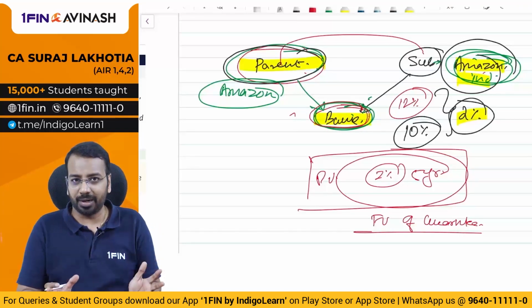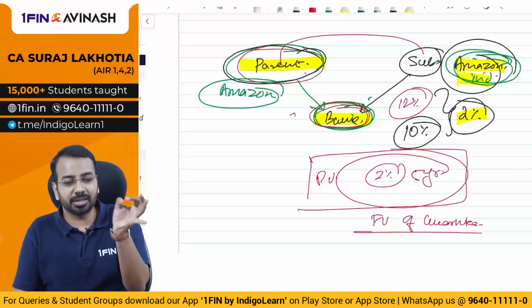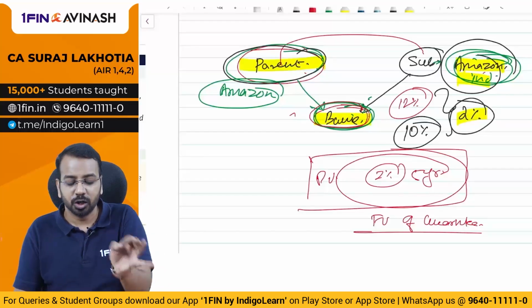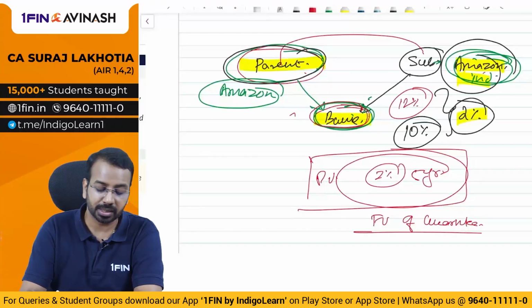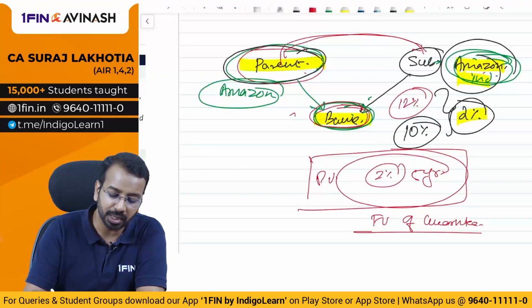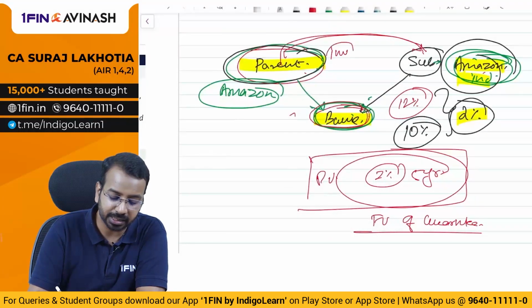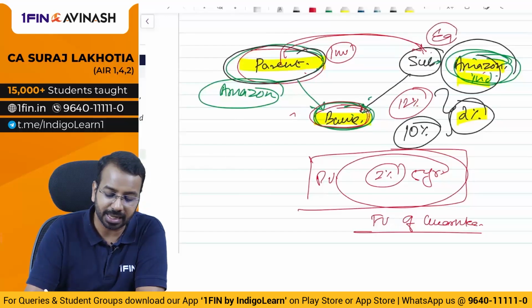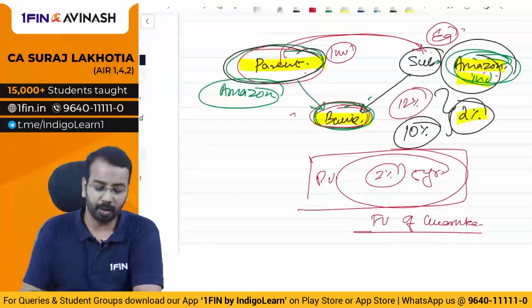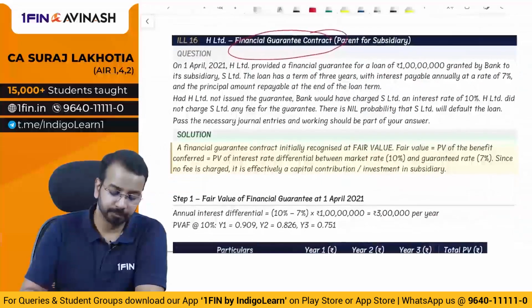Actually no payment has happened. It is just a service, or it is just a benefit that is being provided. So because no payment has happened, but some form of benefit is being given to the subsidiary, the parent treats this as investment in subsidiary, and the subsidiary treats this as an equity contribution. Alright, now let us look at the question.